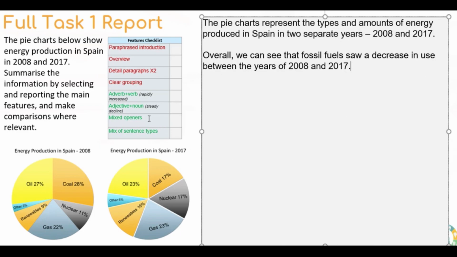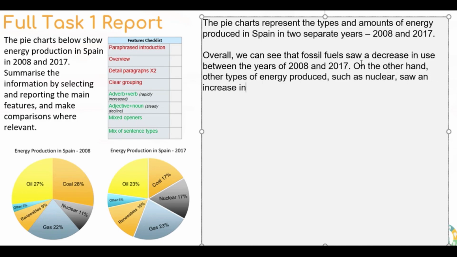Looking at mixed openers, let's try and use something else to start our discussion about the other types of energy. On the other hand, that's a great way to compare two different things. On the other hand, other types of energy produced, such as nuclear, saw an increase in production. There we go. So that is my overview paragraph complete.